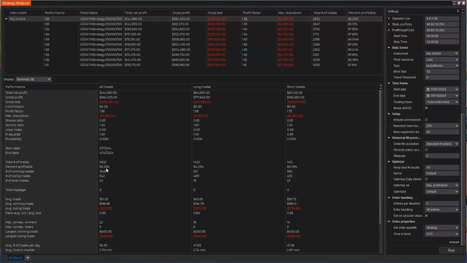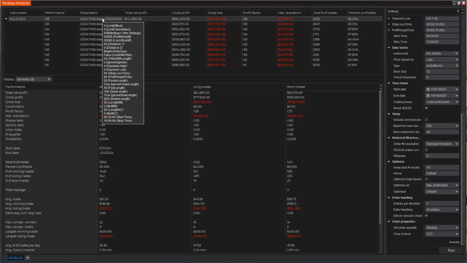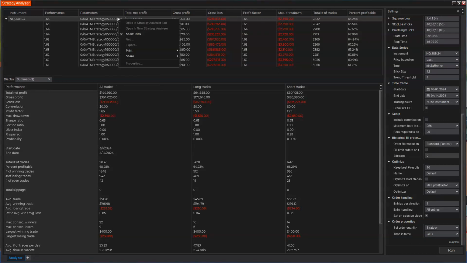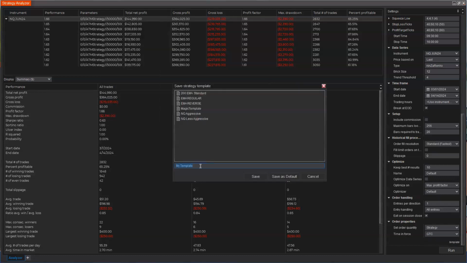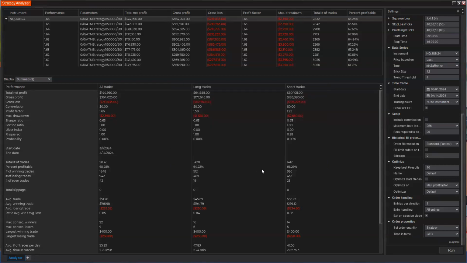65% profitable. And then what you can do is you can say, okay, so these are the parameters that it ran this thing on, right? So you can take that and save it, just call it whatever you want, like Test one. Then you can run this Test one template for maybe a few days and see if it matches the expectation that this provided us, right?